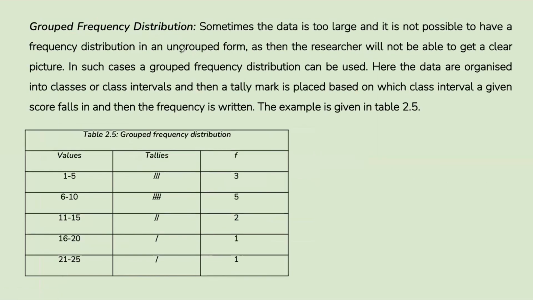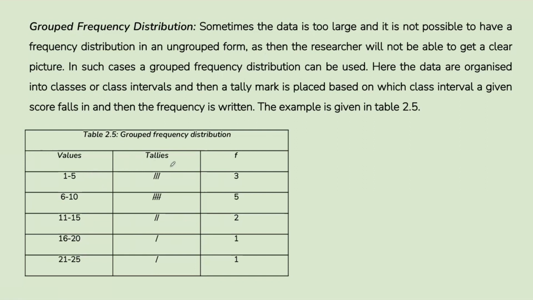Now, what is a grouped frequency distribution? Sometimes the data is very large, and you cannot write it in an ungrouped form. So, to get a clear understanding of the data, we use a grouped frequency distribution. Here you group the frequencies into class intervals like 1 to 5, 6 to 10, 11 to 15, 16 to 20, 21 to 25. These are the classes in which you have grouped the scores.